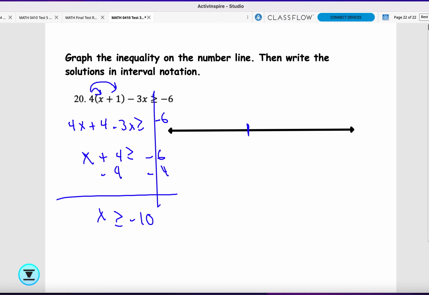So I'm going to put a negative 10 right here, and it's greater than or equal to, so it'll be a bracket going to the right. So it'll be bracket negative 10 to infinity. And we are done, y'all.